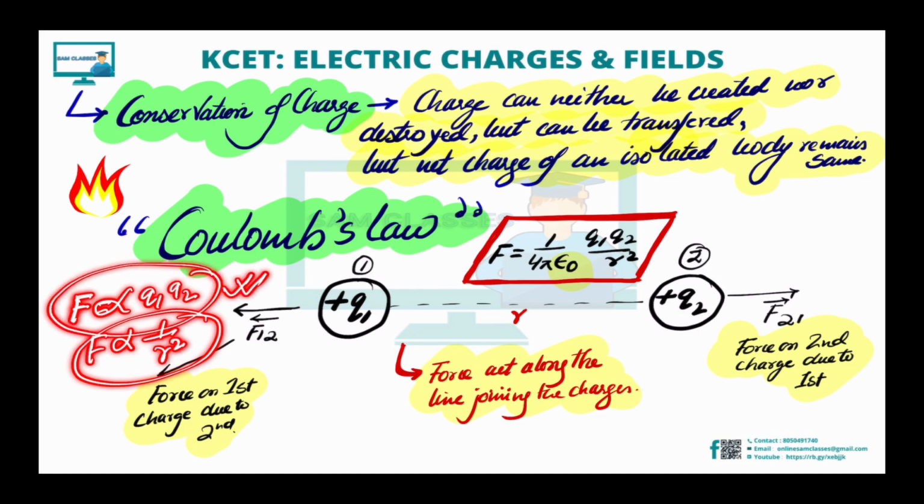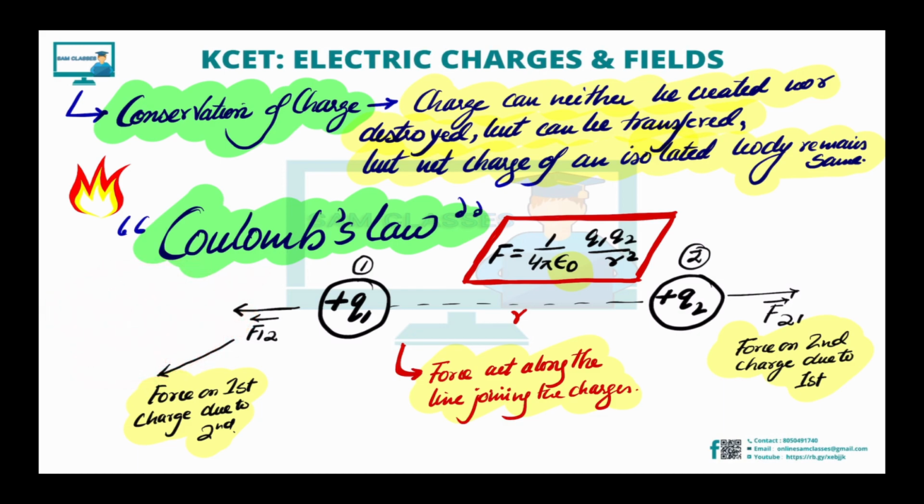So we'll learn more in detail about these two. What do we mean by that? Let's understand a few more things. Let's say this is a positive charge. This is again positive. So what will happen? Two like charges, so they'll repel.